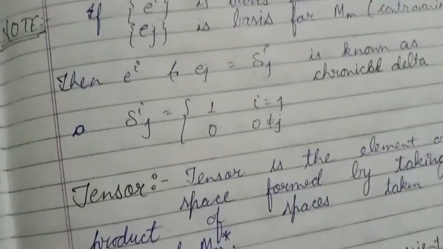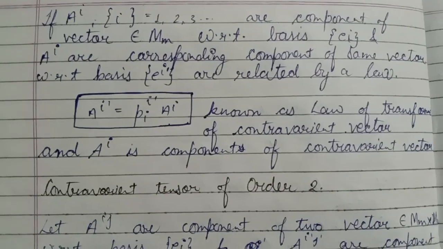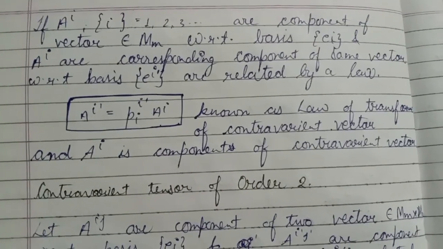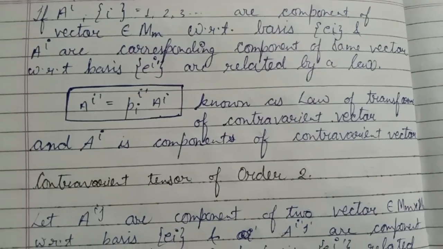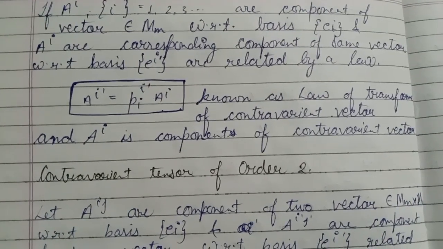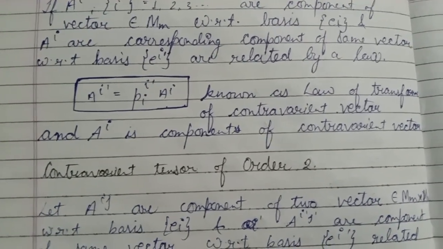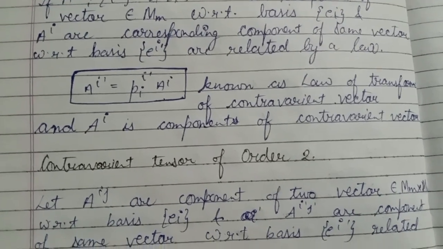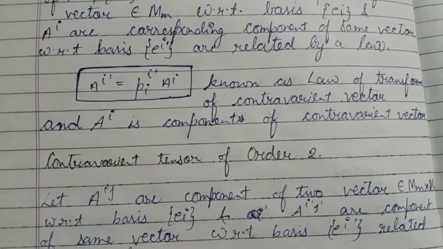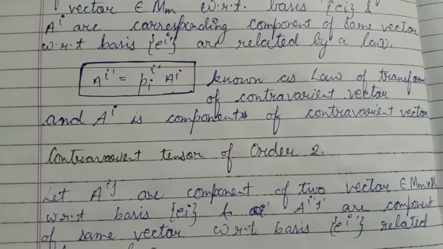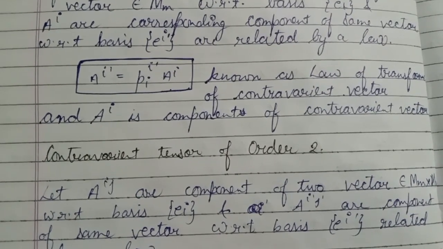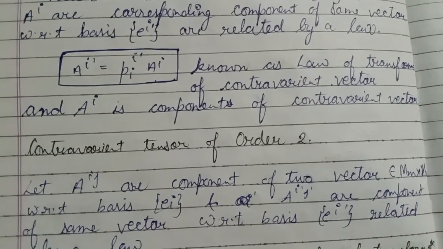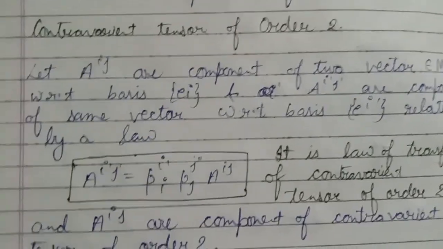The second one is, now we will learn about contravariant. If ai, where i is 1 to 3, are components of a vector with respect to basis ei, and ai dash are the corresponding components of the same vector with respect to basis ei dash, related by a law, and the law is given, this is known as the law of transformation of contravariant vector, and ai is a component of contravariant vector. Now contravariant vector of order 2.